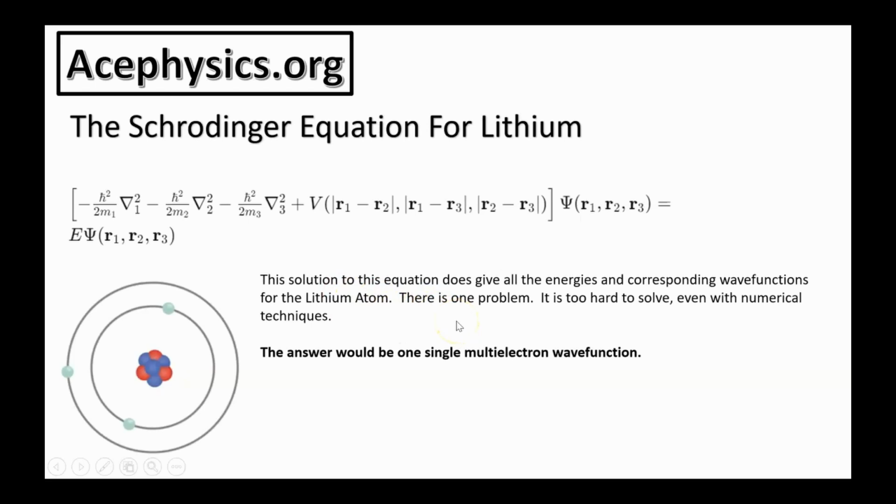There is one little problem. It's too hard to solve even with numerical techniques. It's impossible to solve this exactly, and this is only a 3-electron atom. Imagine trying to solve uranium, which has 92 electrons.